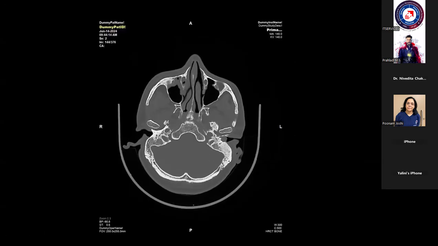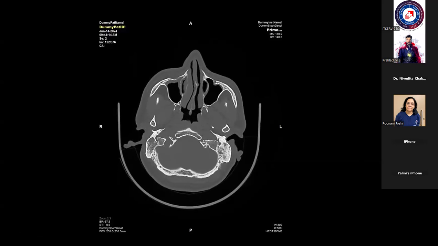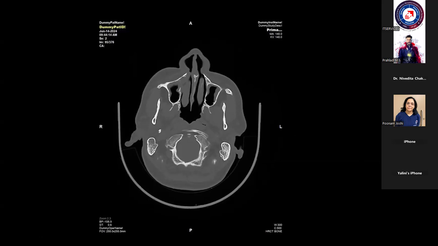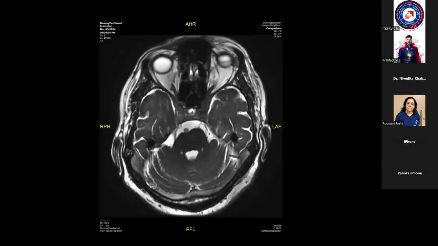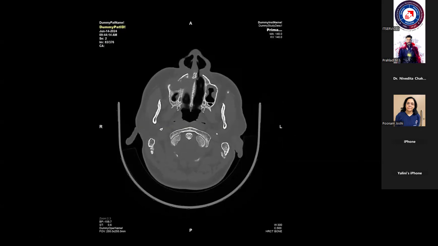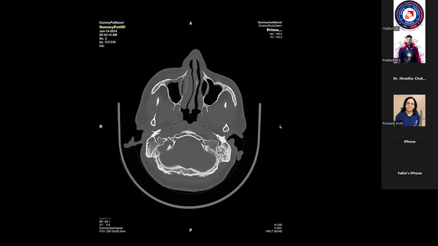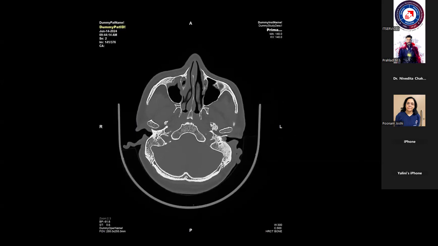Okay, so this is the inferior part, just going inferiorly. Just going more inferior. Okay, now I'm coming superiorly. Now I'll just show my pointer. Can you see my pointer? No, you can see only the arrow. Yeah, the arrow is seen, right? Okay. Yeah, now we can see the pointer.